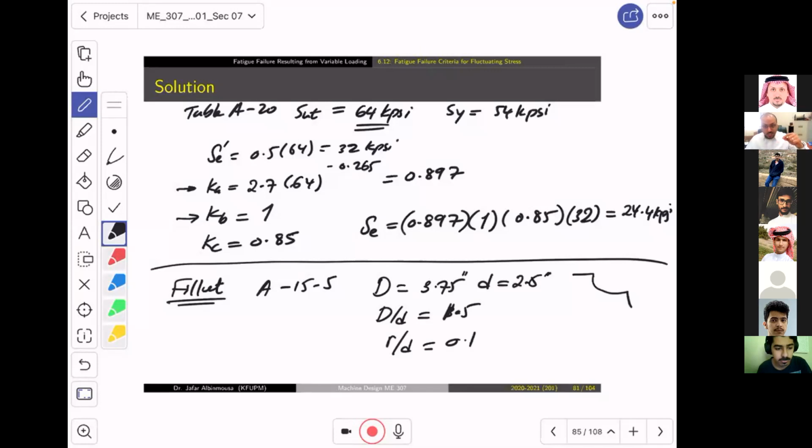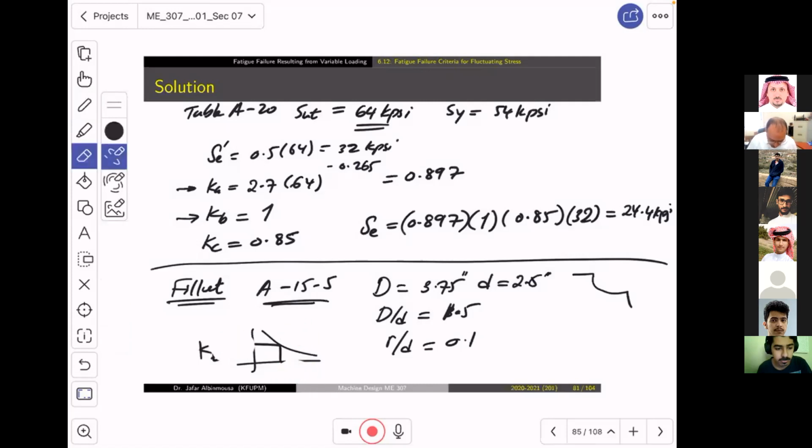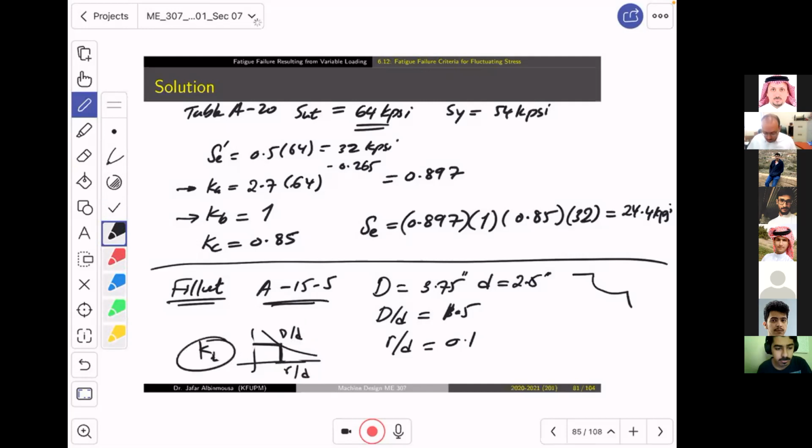Now, if we go to that A15, you will see that you will have D over d as a, I don't remember the curve, honestly. It's D over d, and then probably r over d, and then you will know what is Kt. Sorry, this one is supposed to be Kt. I think, if I am not mistaken, this is D over d, and this is r over d, and then when you hit the curve, you will find Kt. Now, what is Kt? Kt is going to be equal to 2.1.